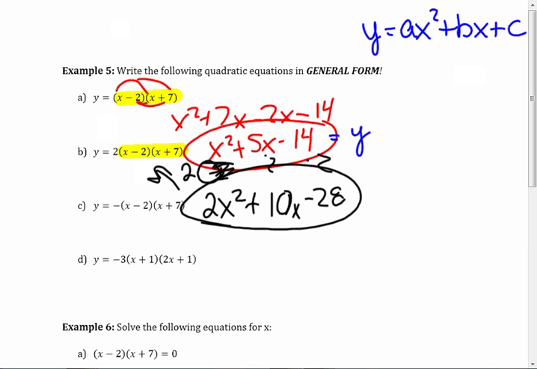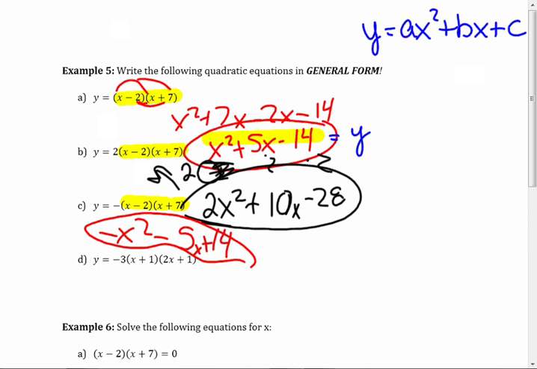This is what we have. X minus 2x plus 7, which is this, and then you're going to opposite it. Not the black, but the red. Because that's a negative. If you opposite that one, you have negative 2 then. Excellent. Negative x squared minus 5x plus 14.